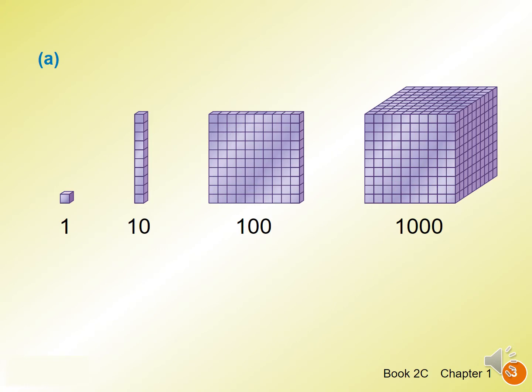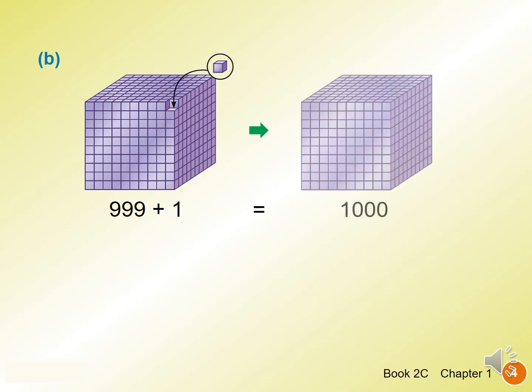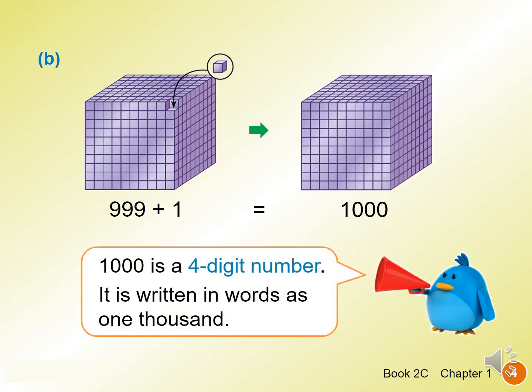Let's find out using counting blocks. This is one block. 10 counting blocks form a row of counting blocks which make 10. 10 rows of counting blocks form a flat which makes 100. 10 flats form a large block which makes 1000. 999 counting blocks plus 1 counting block make 1000. 1000 is a 4-digit number. It is written in words as one thousand.